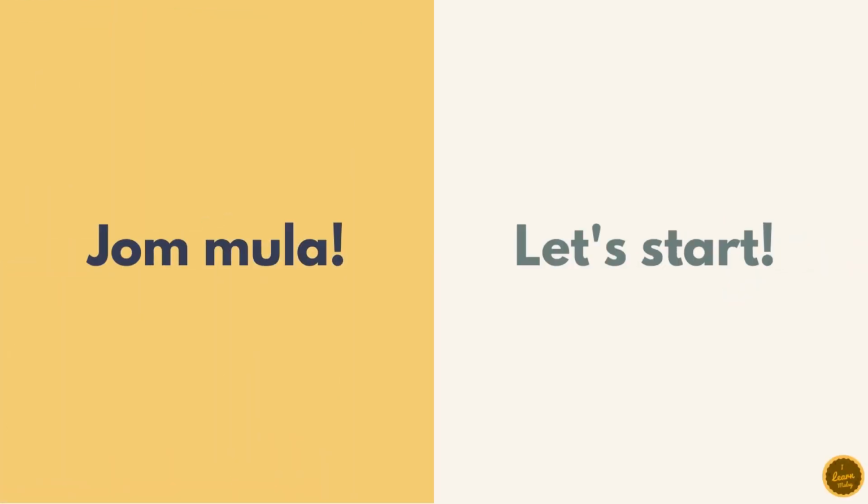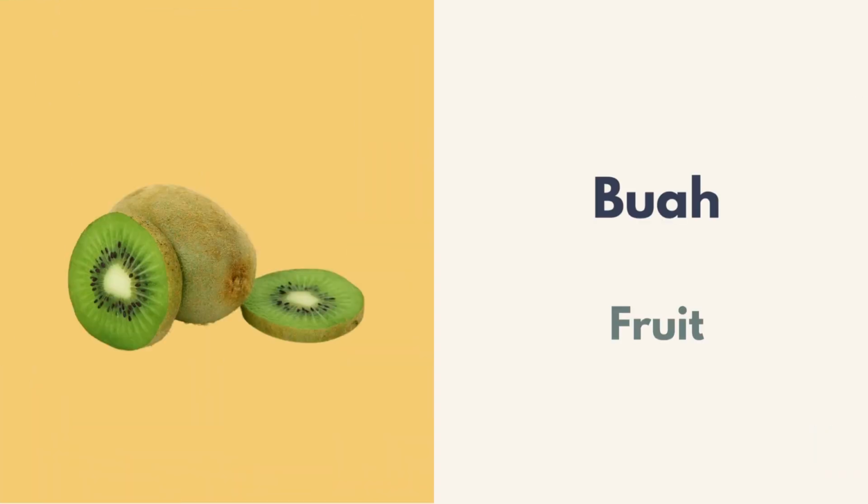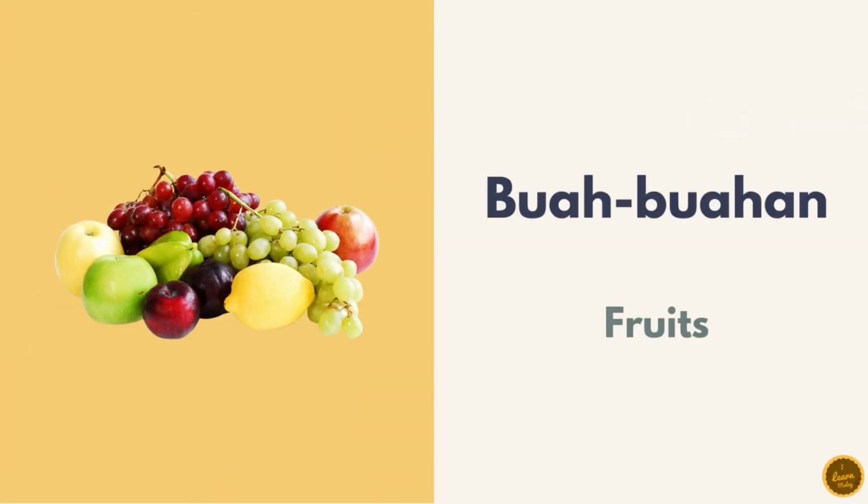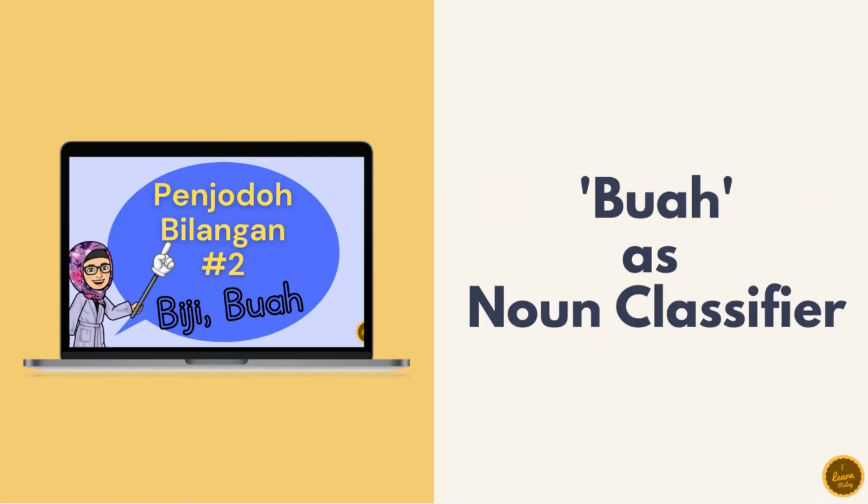Jom mula, let's start. In Malay, we call fruit as buah. If it refers to a singular type of fruits, then it is only buah. If we see there are lots of fruits, then we say buah-buahan. However, colloquially, we just say buah to also refer to plural, although the word means only for one type of fruits. The word buah is also used as a noun classifier. If you want to study that function of the word buah, click the link above.